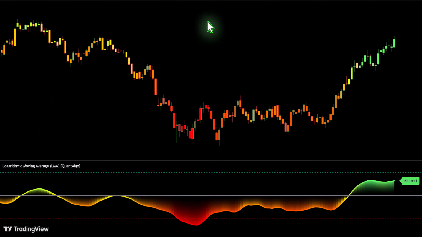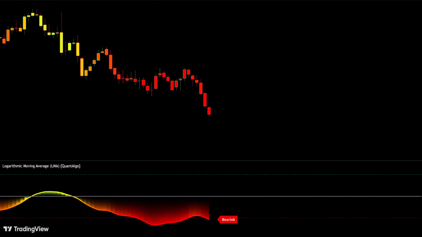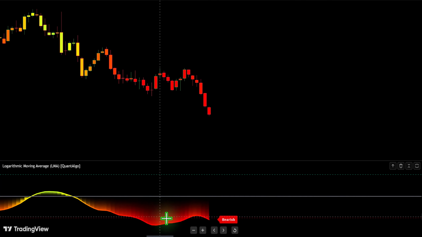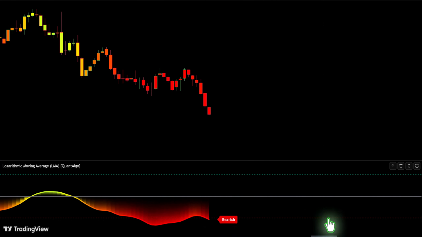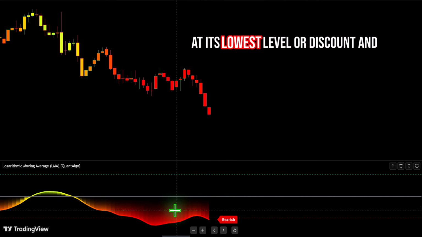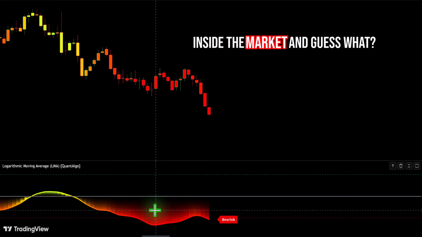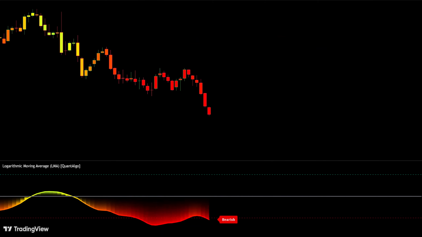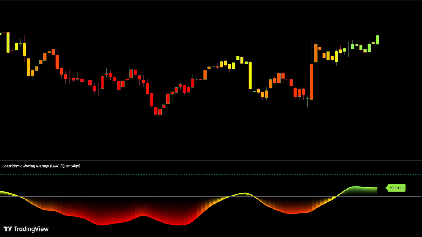So how can we use this indicator to trade the financial market? Here is an example of how we can use this indicator to trade. So here on the chart, you can see that this red band has become fully red and it has gone below this red threshold as well. This usually means that the price is at its lowest level or discount, and that the buyers will start coming inside the market, and guess what? Immediately after that, the price reversed.